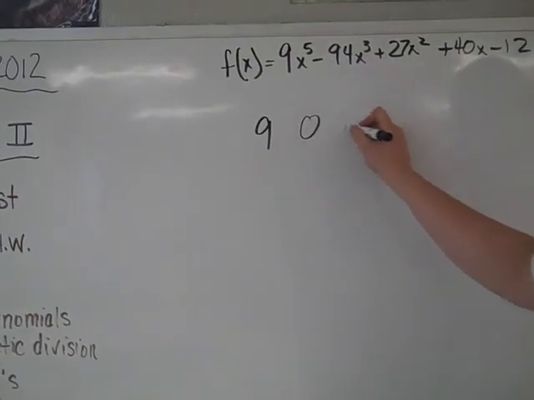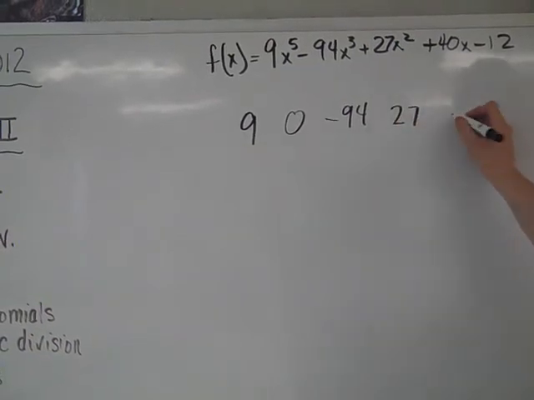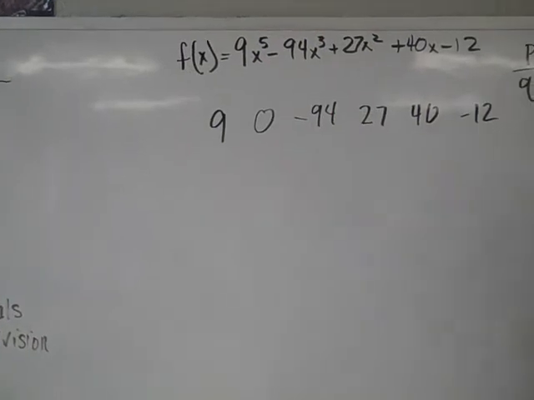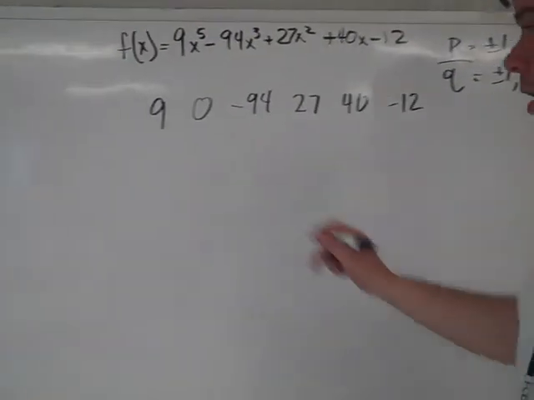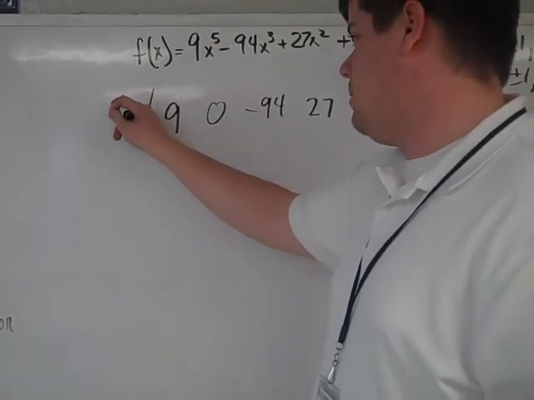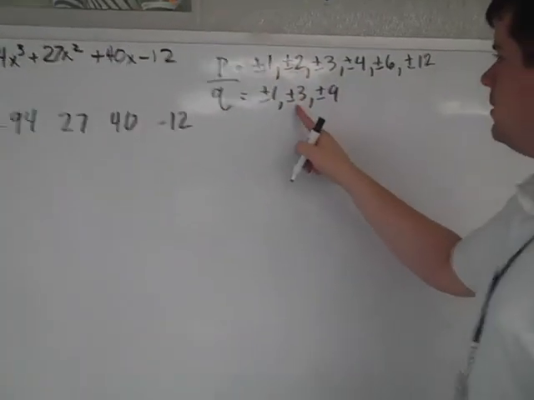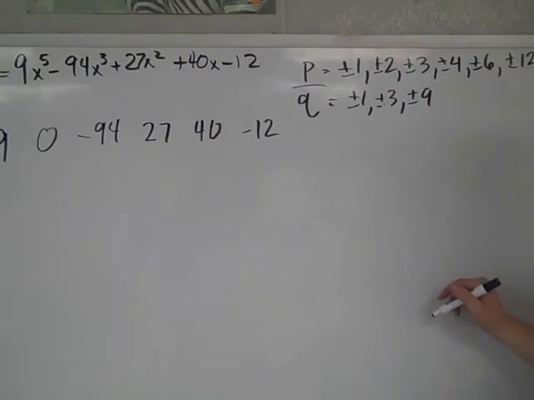I have no x to the fourth, negative 9x cubed, 27x squared, linear is 40, and then negative 12. I'm going to jump to 2/3 first. I know 2/3 works. Again, I get 2/3 from having p for my 2 and q being 3, so positive 2, positive 3 for doing my 2/3.